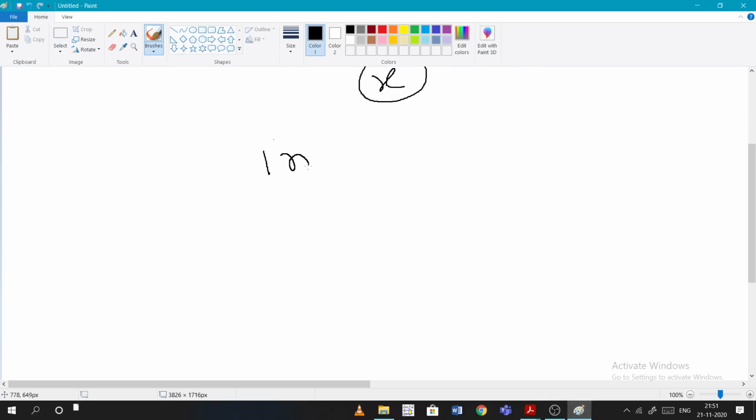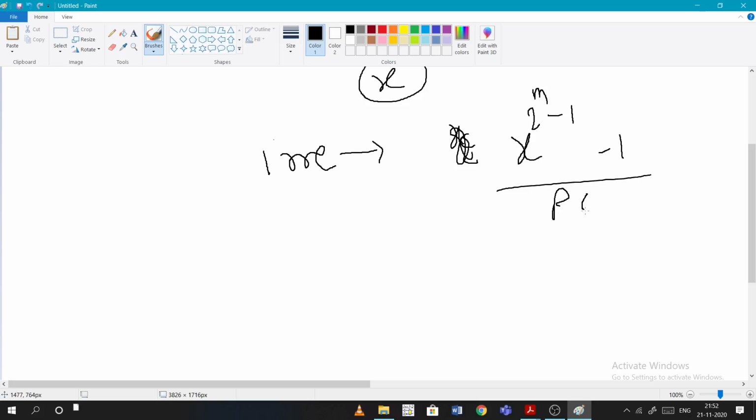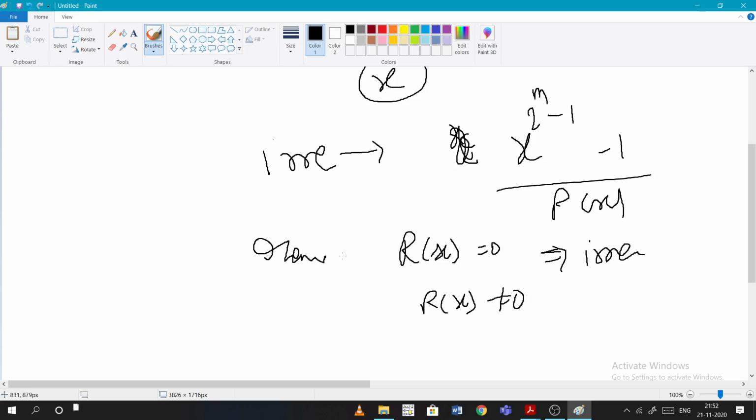First step is irreducible. How to find? We'll divide x power 2 power m minus 1 by the given p of x. Now if it is divisible, if the remainder r of x is equal to 0, then it is irreducible. If r of x is not equal to 0, that is a remainder polynomial, then it is non-irreducible. Okay, this is clear, right?